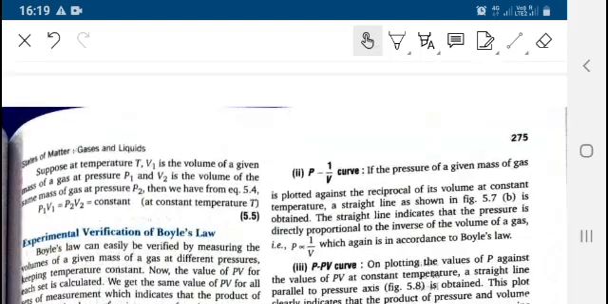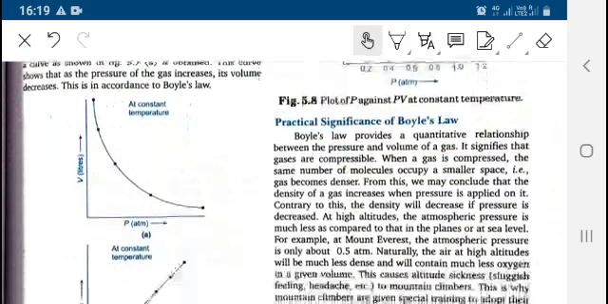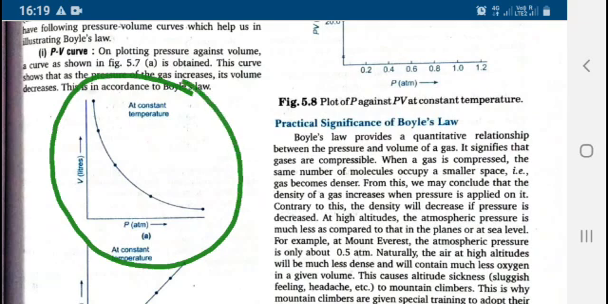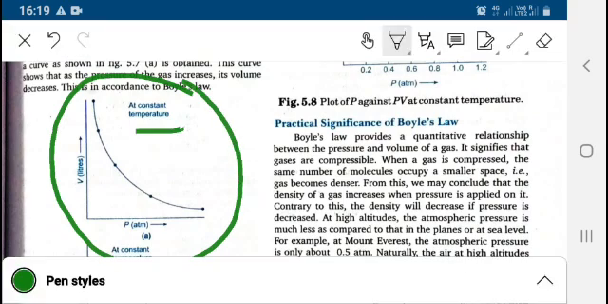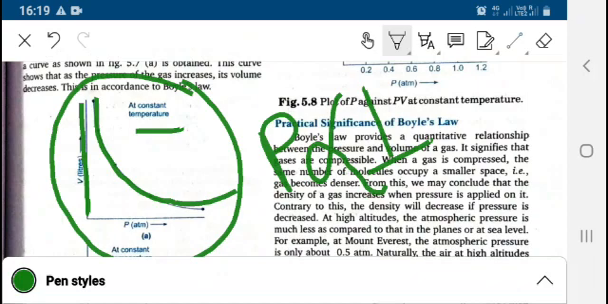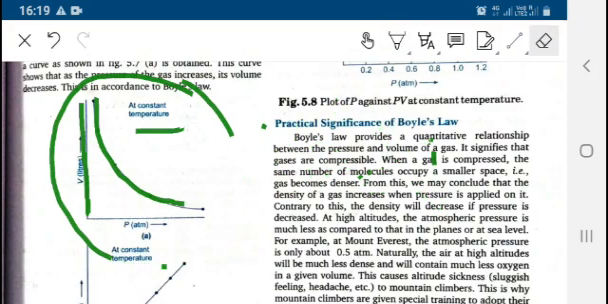Similarly, you can see that a graphical representation is also given. When you are plotting a graph between pressure and volume, you can see that when the temperature is constant, if the volume is increasing, pressure is decreasing. That is, P is inversely proportional to volume. This is the pressure-volume graph.